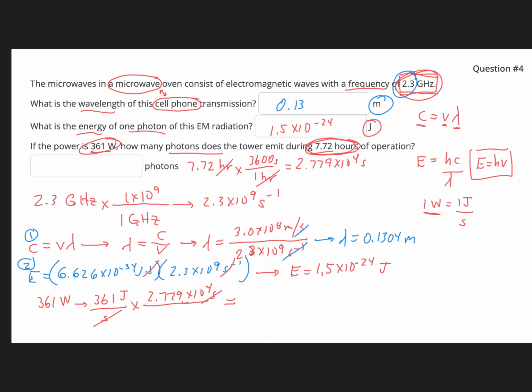Seconds cancel out. We're left with the total energy that we need, and we know the energy per photon, so we can find the total number of photons needed to make up this energy. So I'm going to multiply that by 361 to see that our total energy needed is about 1 times 10 to the 7 joules. That's the energy needed. So we have our energy per photon, and we can turn that into how many photons we need.